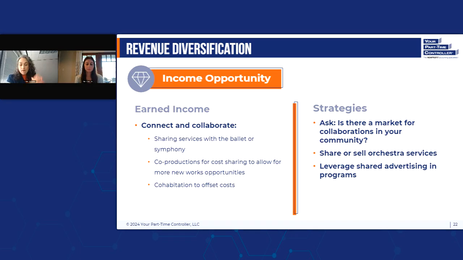Could you cohabitate, with more and more organizations moving to hybrid or working completely remotely? Could you do more with less space? Could you rent out or sublet some of your space that you're not currently using to other companies in your community, to other arts organizations in your community? Do you have a scene shop or a costume shop or office spaces or venues or stages that you may want to rent out to other, maybe smaller, arts organizations in your community?